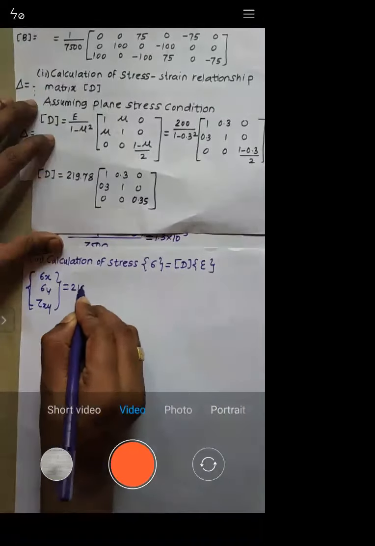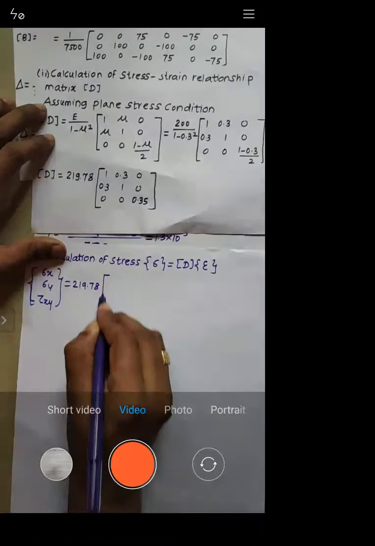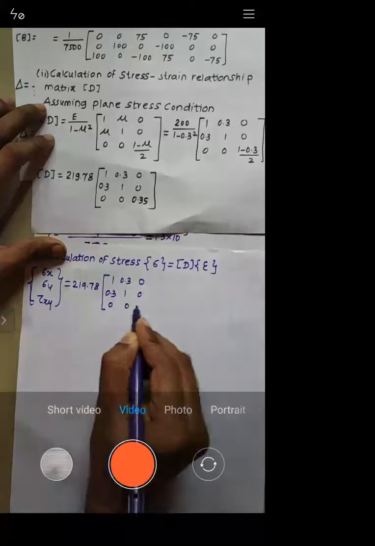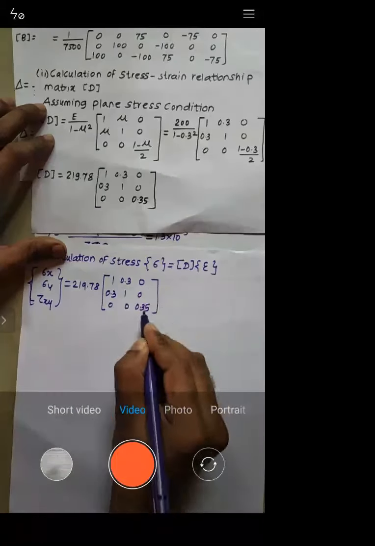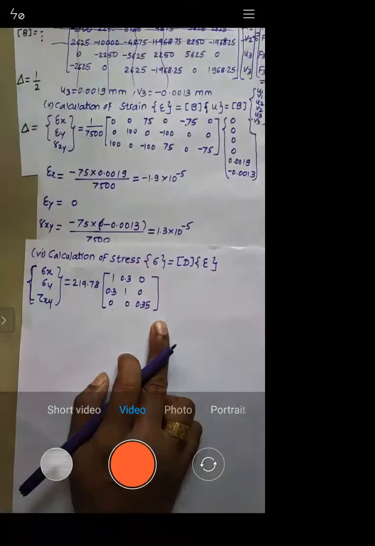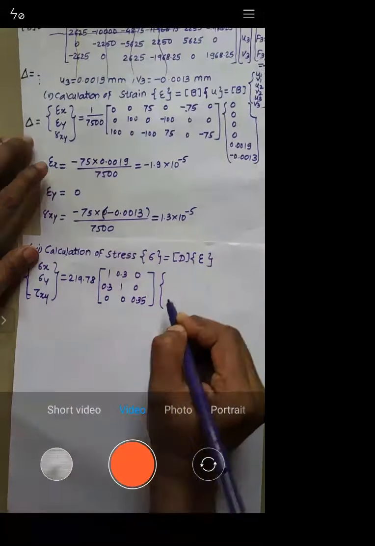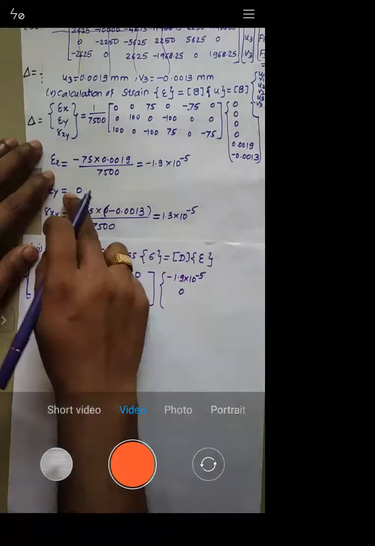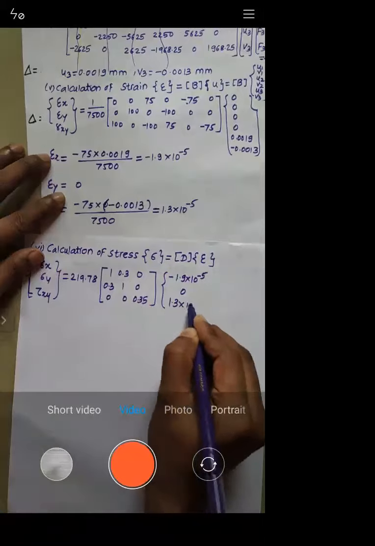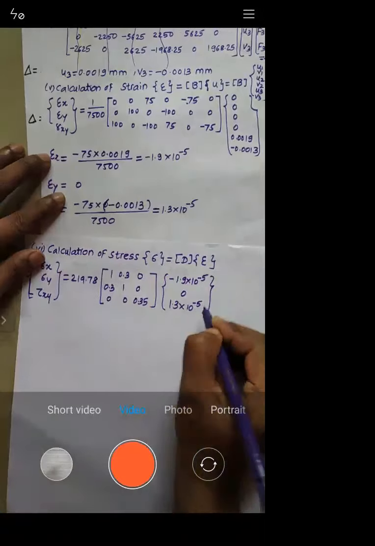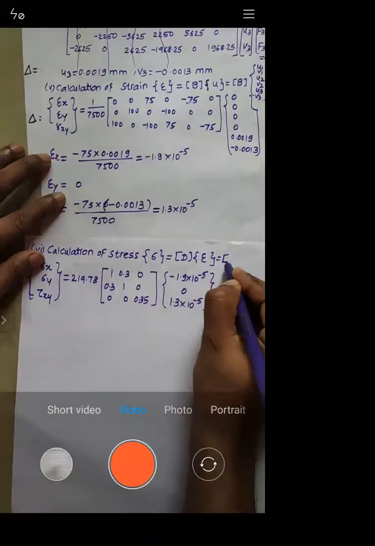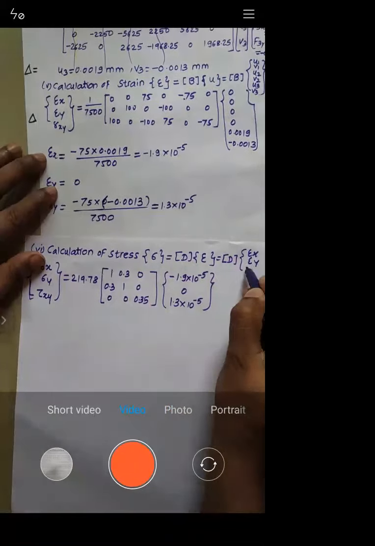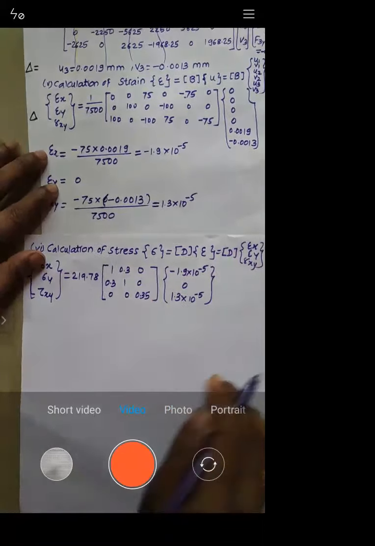So this is 219.78, this is 0.30, 0.310, 0.35. Right, this is your D matrix. And strain just a time before we have calculated those values, right? What are those values? Minus 1.9 into 10 raised to power minus 5. This is 0. And this is 1.3 into 10 raised to power minus 5, right? If you want, I will write down this D into this value, Ex, Ey, and gamma xy, right?